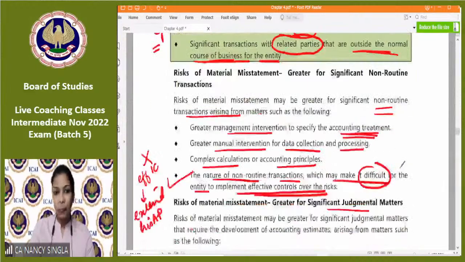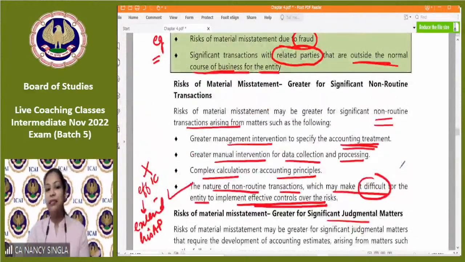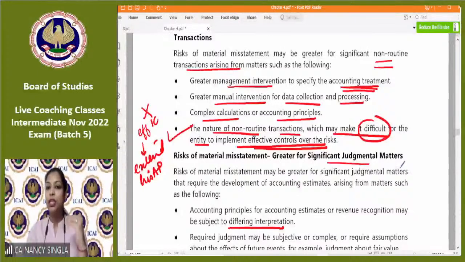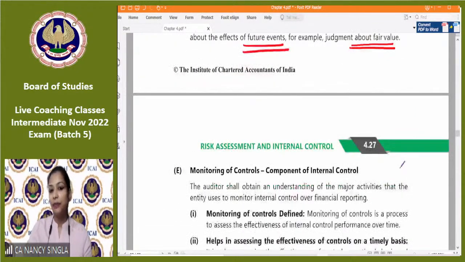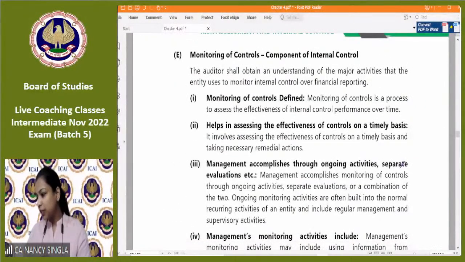Okay? And why are these significant risks? We have understood two examples with respect to non-routine transactions, unusual transactions like mergers and acquisitions. I gave you an example, and significant judgmental matters. Okay? Because chances of manipulations, likelihood of their occurrence is high. Okay? So let me just have a look at your query. Yes, Hiral, you are correct. Okay? So I hope the concept is clear now. Many of you are saying, ma'am, it is clear.